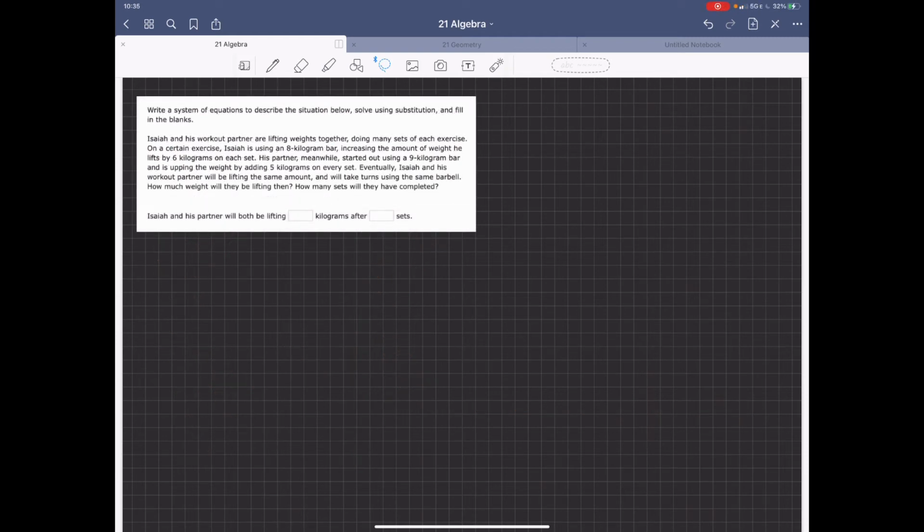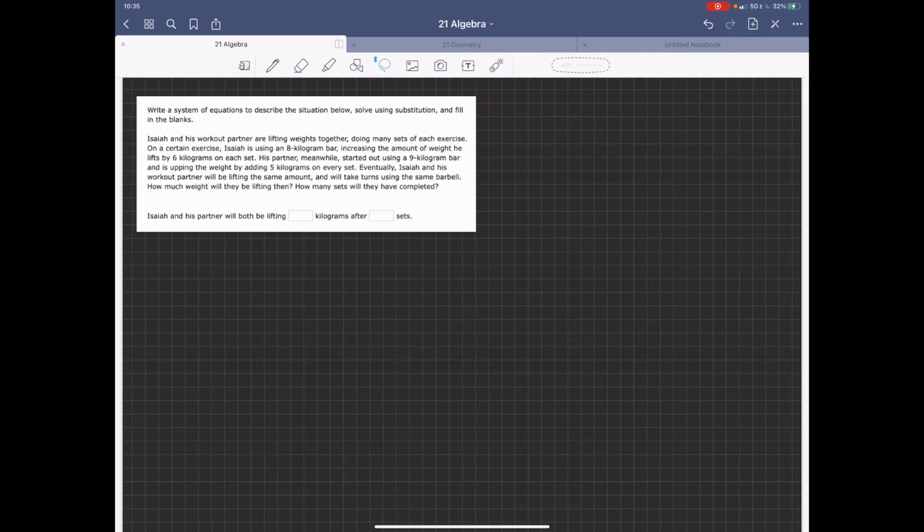Isaiah and his workout partner are lifting weights together, doing many sets of exercise. On a certain exercise, Isaiah is using an 8-kilogram bar, increasing the amount of weight he lifts by 6 kilograms each set. His partner, meanwhile, started out by using a 9-kilogram bar and is upping the weight by adding 5 kilograms on every set. Eventually, Isaiah and his workout partner will be lifting the same amount and will take turns using the same barbell. How much weight will they be lifting then, and how many sets will they have completed?